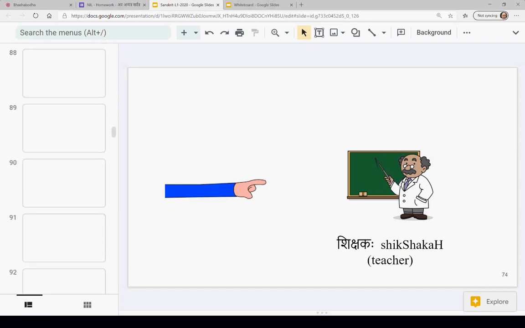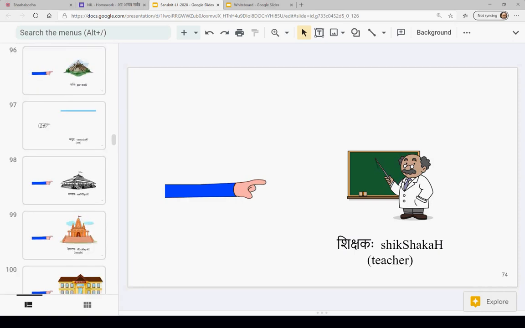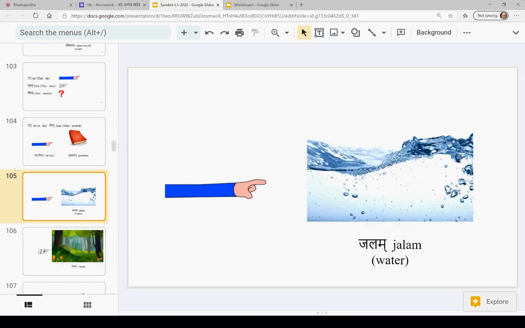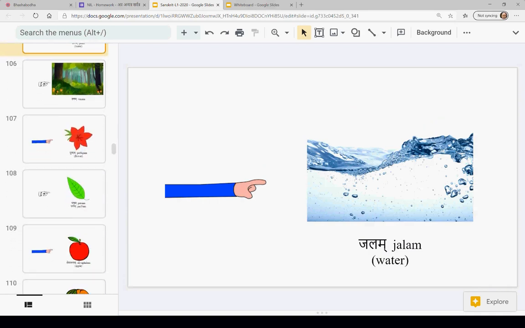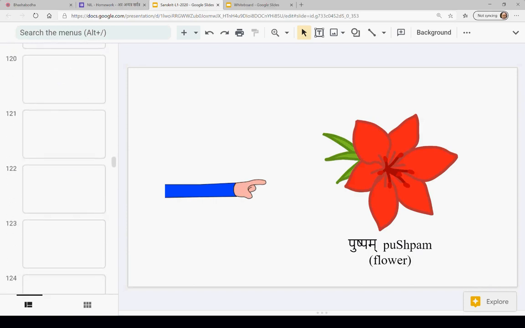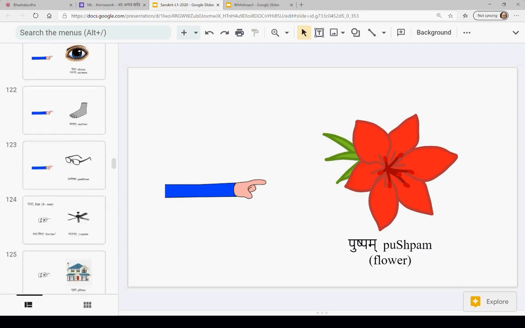So these words, many were on the slides also, many are in the book also. So hopefully, let's take this example, one more. Tat Jalam, because Jalam is a Napunsakalinga Shabda. And then this one, Tat Pushpam. Then let's take a couple of Strilinga words.